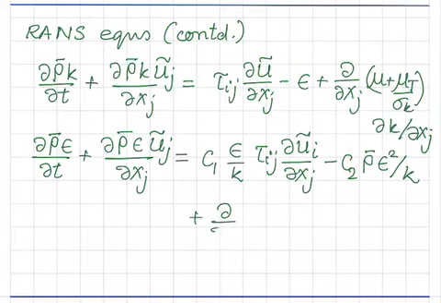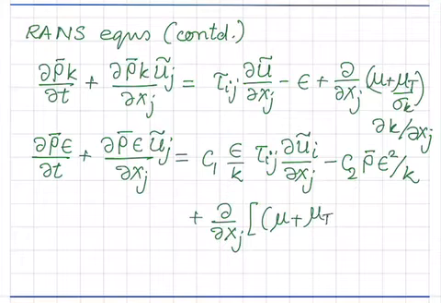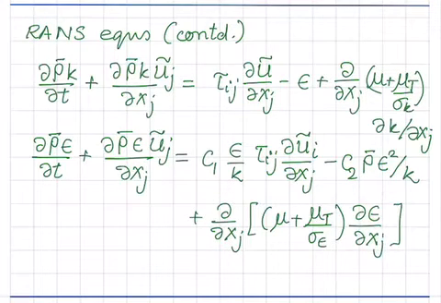And the last term is, as usual, diffusion, which is mu plus mu_t by sigma_epsilon, another model coefficient, d/dx_j. Okay, so these are the typical or the general form of k and epsilon equations. You may find many variants of these in literature. If you look up different papers, different sources, many people have come up with modifications to these equations.